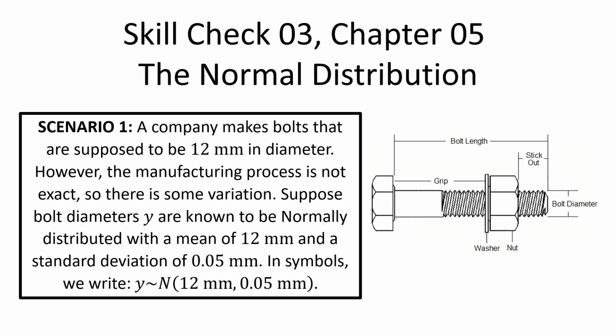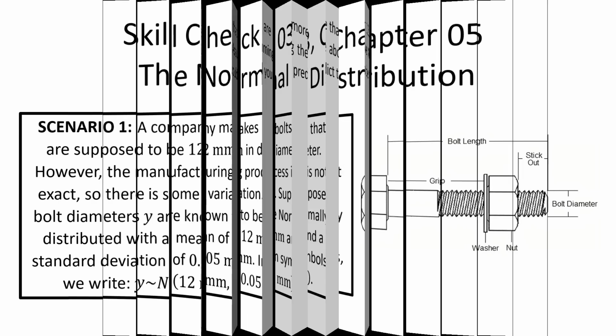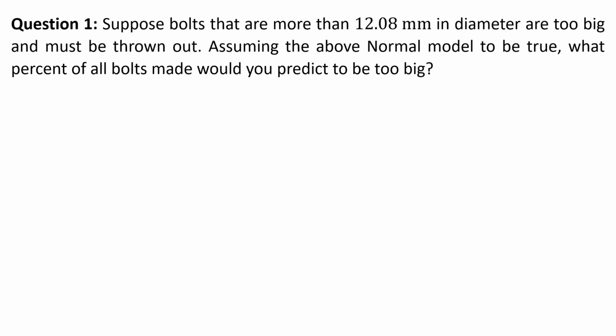And so in symbols, we write what we can see here, and that's going to be our model for the population of bolts manufactured. So based on this model, we can make some predictions. In the first case, supposing that bolts that are more than 12.08 millimeters in diameter are too big, they must be thrown out. Then assuming the normal model is true, what proportion of bolts must be thrown out?